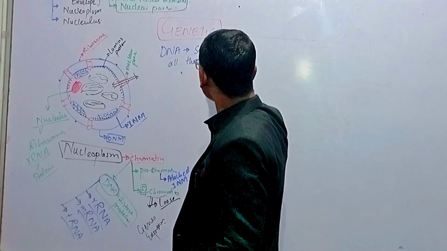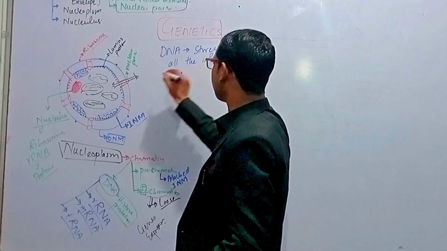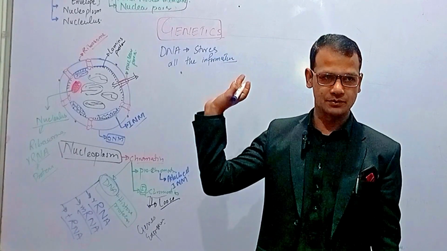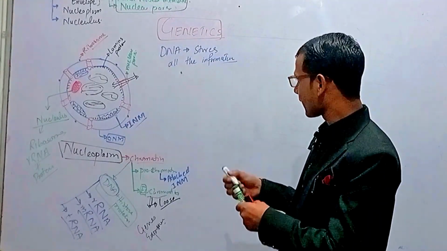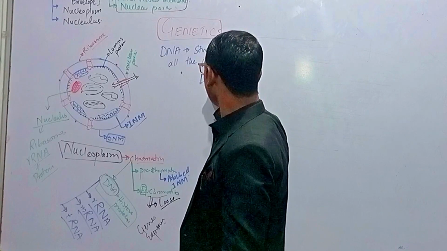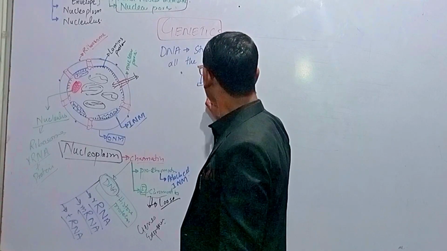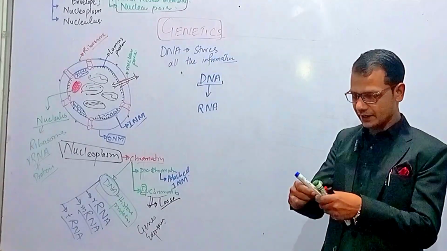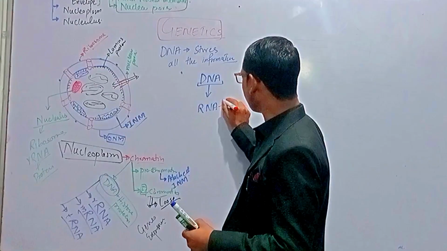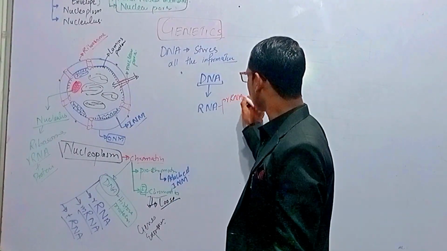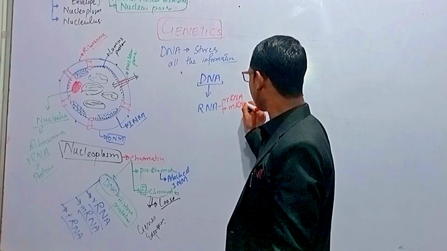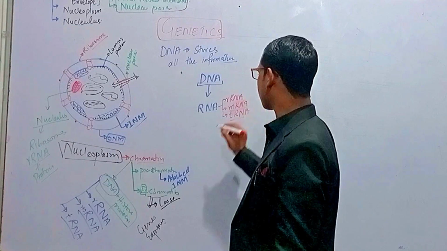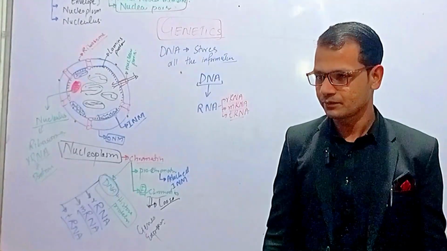all the information about the structure and function of an organism, right? And every part of the organism, right? How? Because this DNA is responsible for making RNA, right? Maybe this is ribosomal RNA, maybe messenger RNA, and maybe transfer RNA, and all these RNAs are responsible for protein synthesis, right?